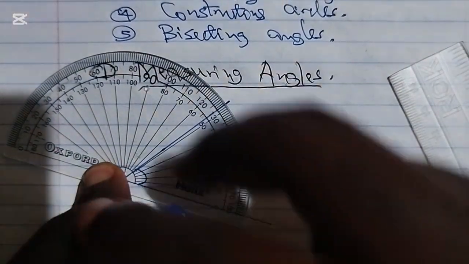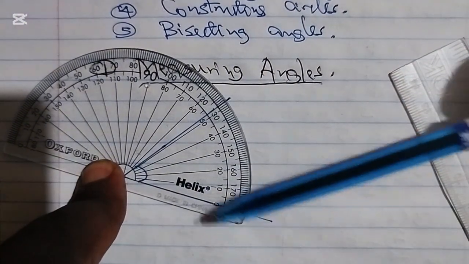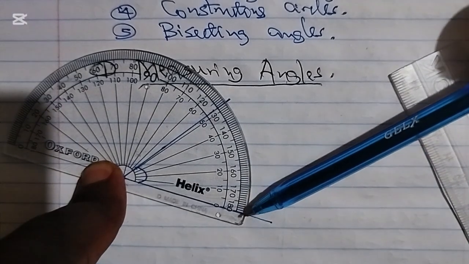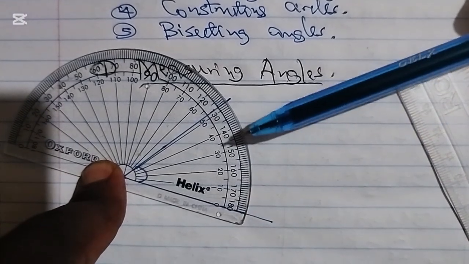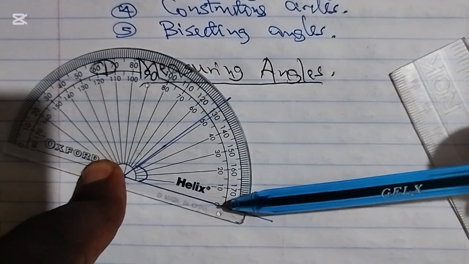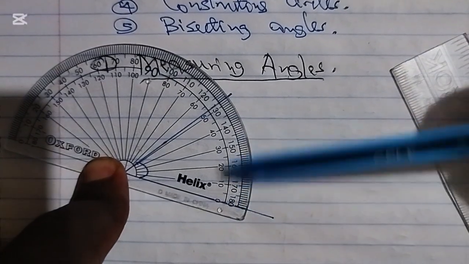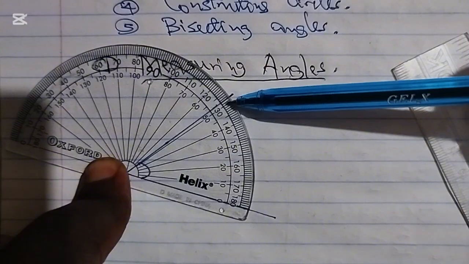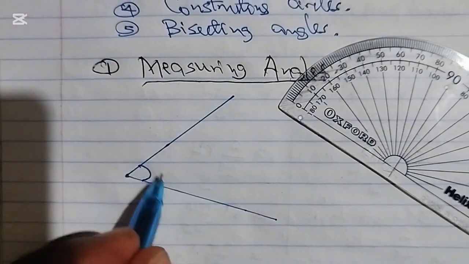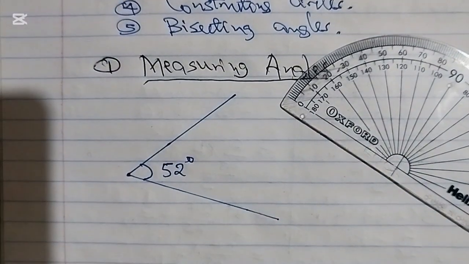Then after that, I can see my angle I have to measure in this direction. So I have the outer scale and the inner scale. In this case, the outer scale is beginning from 180, and I've told you that you always use a scale that begins from 0, meaning in this case I will not use the outer scale, but I will rather use my inner scale, 0, 10, 20, all the way 50, 51, 52. So the angle there is 52 degrees.